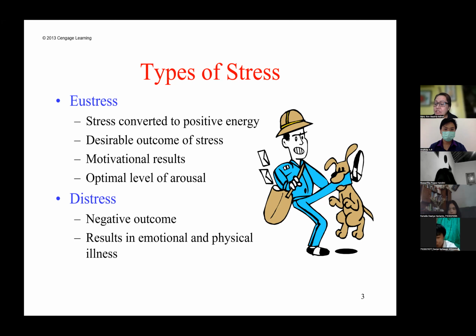Distress, on the other hand, is the type of stress that leads to a negative outcome. The consequences of the stress lead to fatigue. Because of the stress, the person is always tired physically, mentally, and psychologically. So the low interest and lack of motivation of the person is coming from the tiredness, the fatigue that the person is experiencing because of the level of stress. And when this happens, this can result in sickness, illness, which can be emotional or physical.